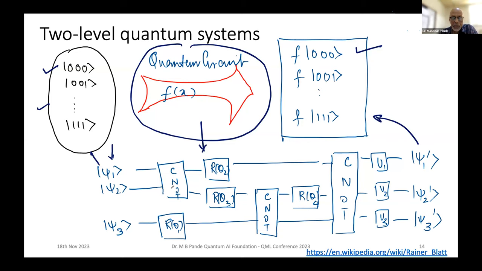You have single qubit gates and you have multiple qubit gates. So this is something called a control NOT, and these are rotation gates, and so on and so forth. And this control NOT essentially, well, let me not talk about it right away. So that's what it is.